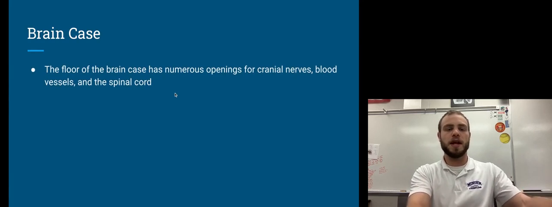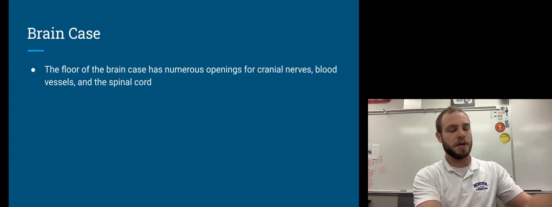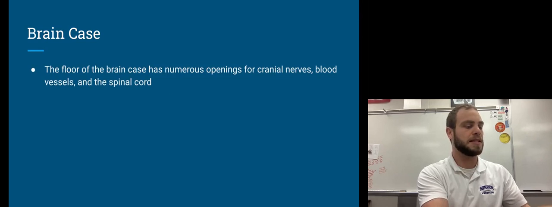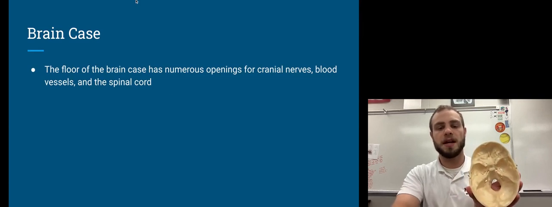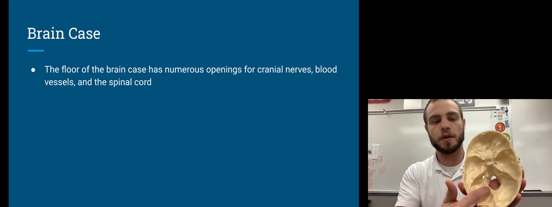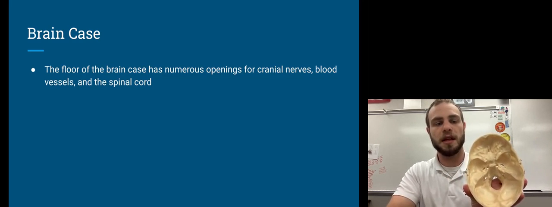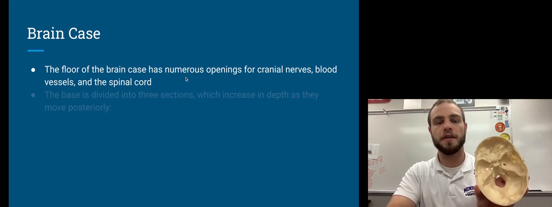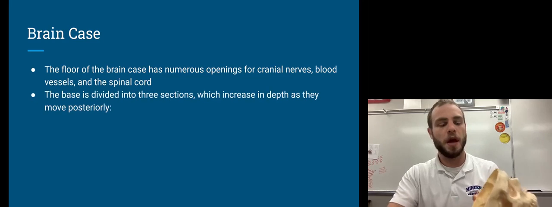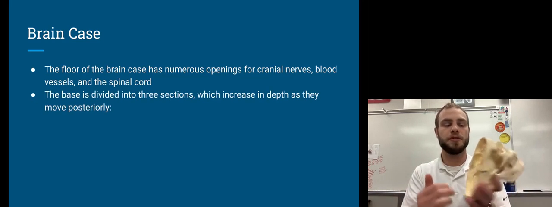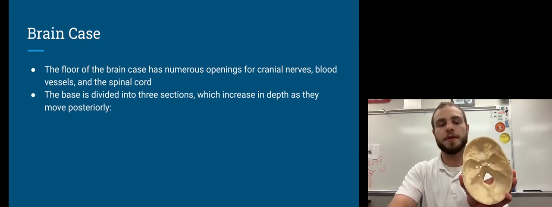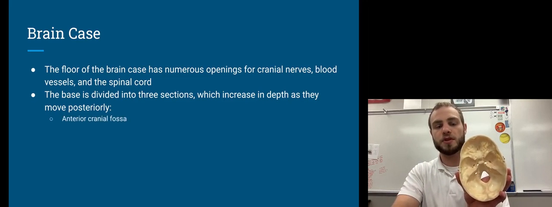So looking at the brain case, the floor of the brain case, or basically the inside of your brain case on the floor, has lots and lots of openings for things like cranial nerves and blood vessels. The spinal cord is going to pass through here. So lots and lots of things going on the floor of the brain case. The base can be divided into 3 sections, and as you move posteriorly, so remember, here's our face here, just to keep us oriented, those 3 sections are going to get deeper.